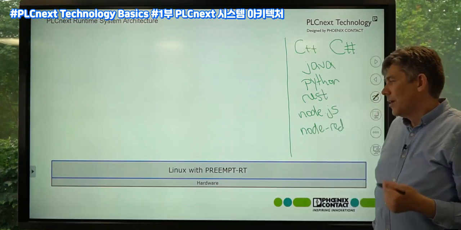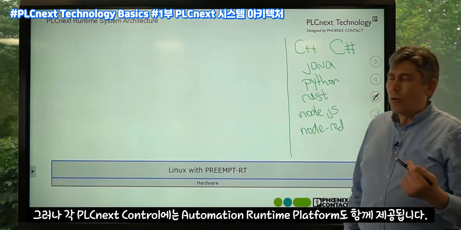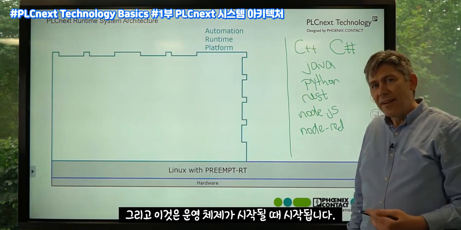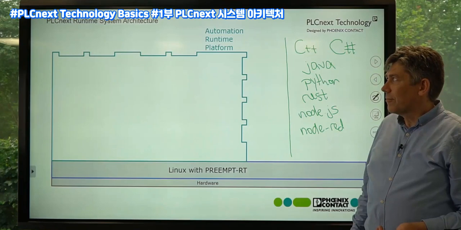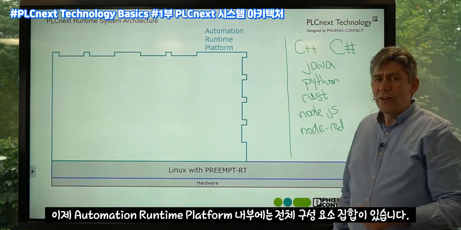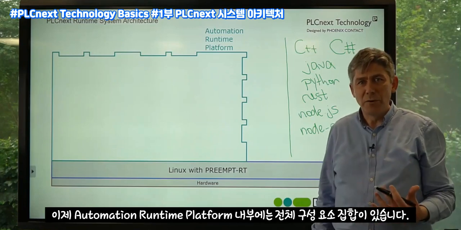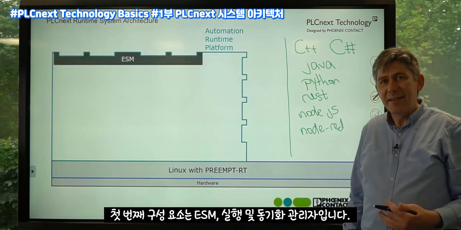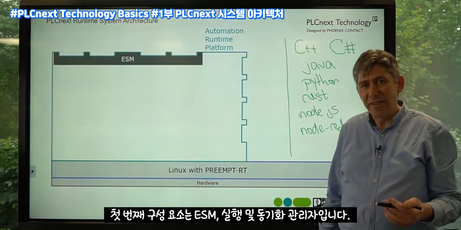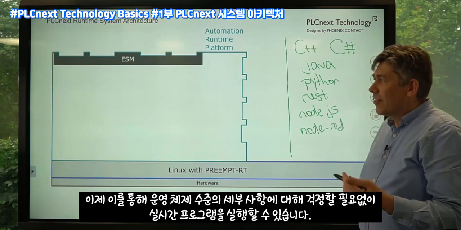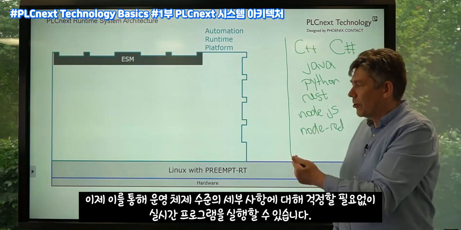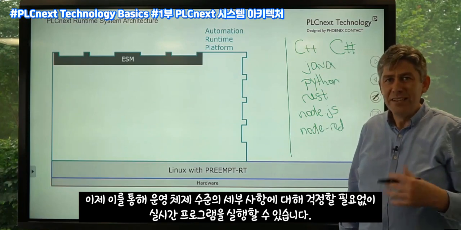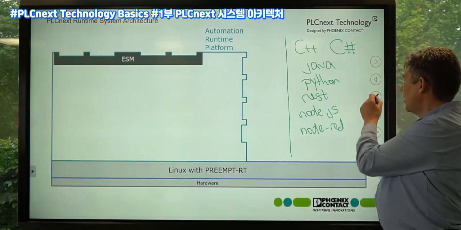for example. But each PLCnext control also comes with an automation runtime platform. And this is started up when the operating system starts. Now inside the automation runtime platform is a whole set of components. And the first component I'll speak to you about is the ESM, the Execution and Synchronization Manager. Now this allows us to run deterministic real-time programs without having to worry about all the operating system level details of how to do that.